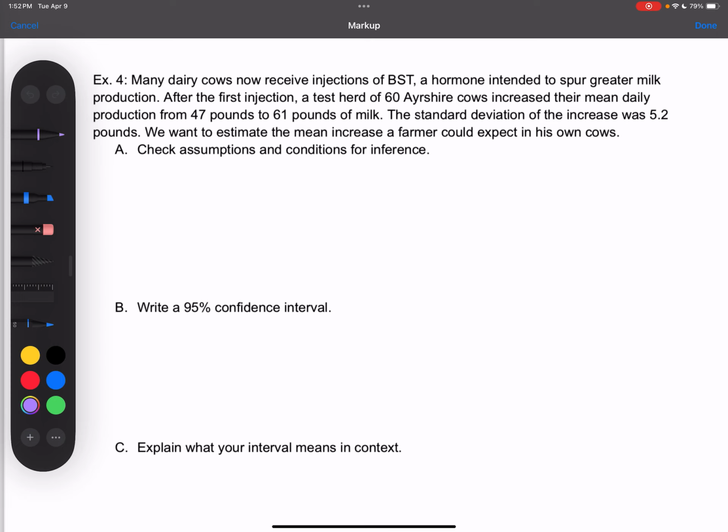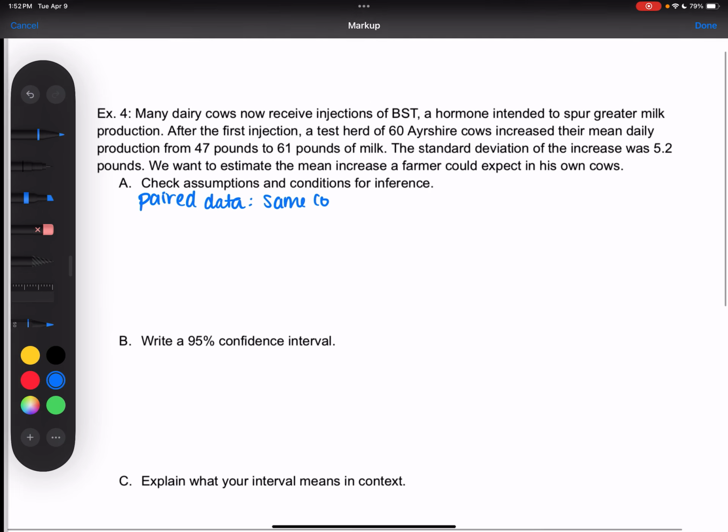All right, so check assumptions and conditions for inference. So, paired data. What situation are we dealing with here? Before and after. So same cows, before and after.